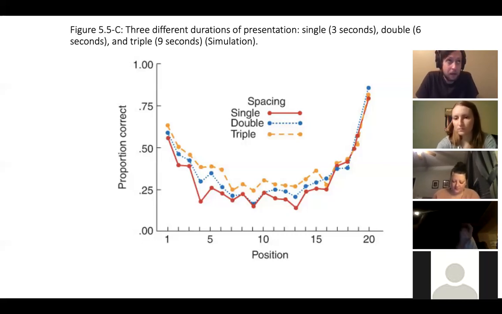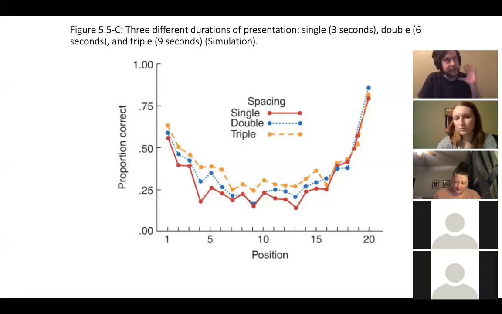When the rate is slow, that gives you more time to rehearse the numbers. So you hear a number and you wait 9 seconds. That gives you a lot of time to rehearse that information, to say it to yourself over and over again, or maybe even to chunk that information.